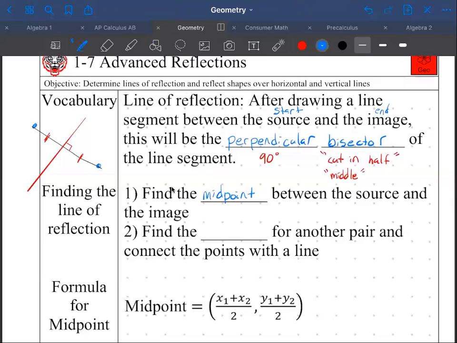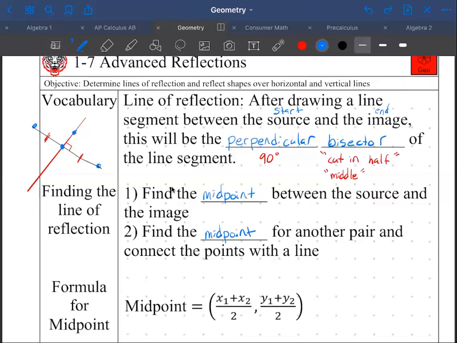Midpoint between the source and the image. So find this point right here that we were drawing before. So find one point, find that midpoint, and then you're going to also find the midpoint for another pair. As long as you find two different midpoints and then connect those two midpoints with a line, this line right here will always be the perpendicular bisector or the line of reflection. So lots and lots of midpoints today.